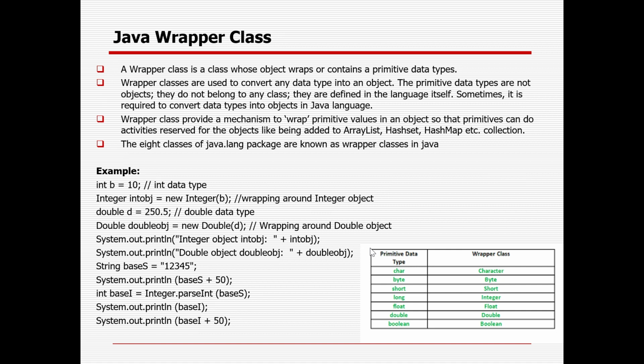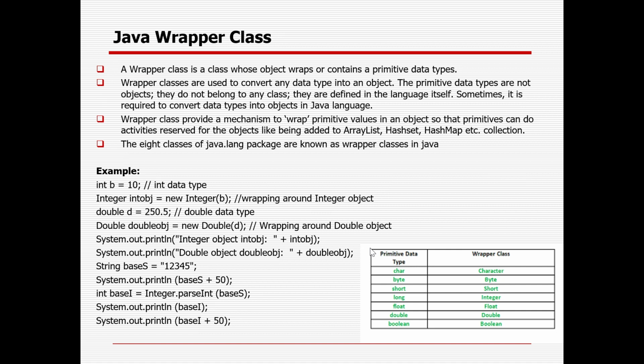Sometimes it is required to convert a data type into an object in the Java language. So the wrapper class provides a mechanism to wrap primitive values in an object so that the primitive can do activities for the object, like being added to the different collection frameworks. It can be array list, linked list, hash set, hash map, etc.